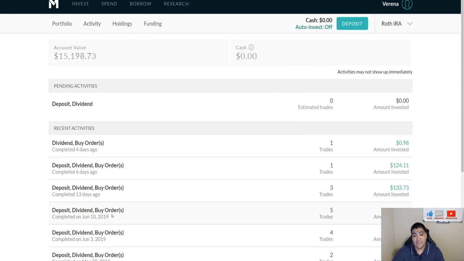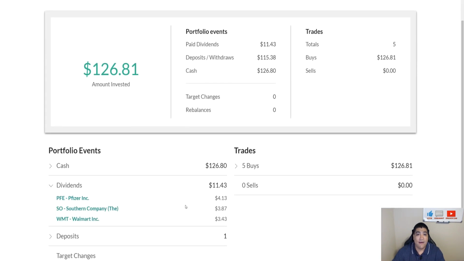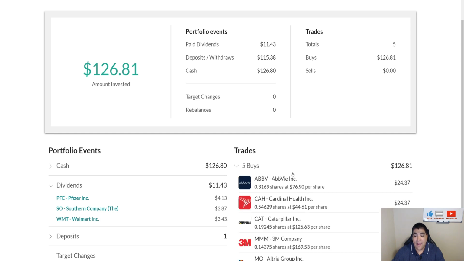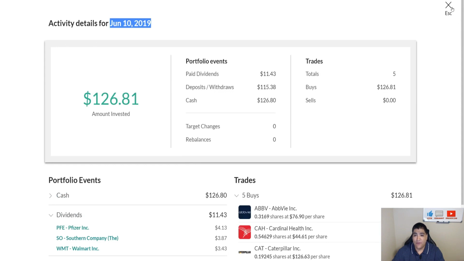Jumping into the second week of June, this is where I started getting some dividends paid out into the account that counted towards June. We had Pfizer paying out $4.13, Southern Company paying out $3.87, and Walmart paying out $3.43. In total, we made $11.43 in straight dividends. All this, plus the cash that we add to our portfolio every single week, allowed us to invest $126.81. We picked up AbbVie, Cardinal Health, Caterpillar, 3M, and Altria. That was our second week, on June 10th.